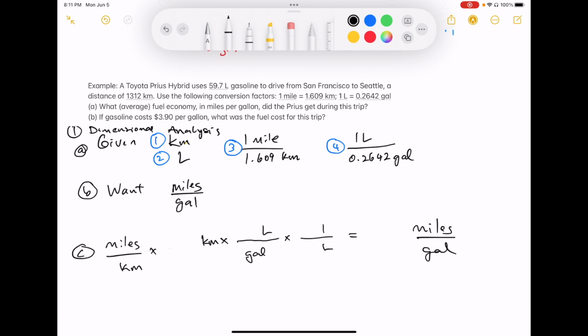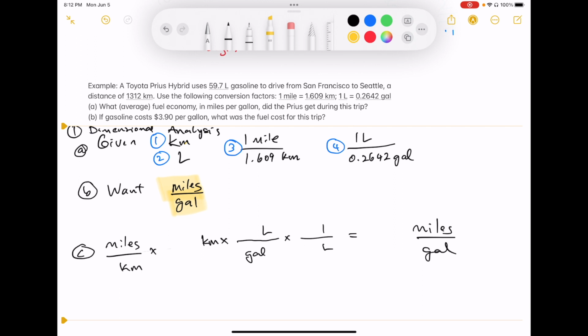So the first step in dimensional analysis is to figure out what units you're given and what unit you're looking for. The unit you're looking for here is miles per gallon, and that's why I say 1 mile per gallon here. What units are you given? And so you have to scan through that problem and look for units.